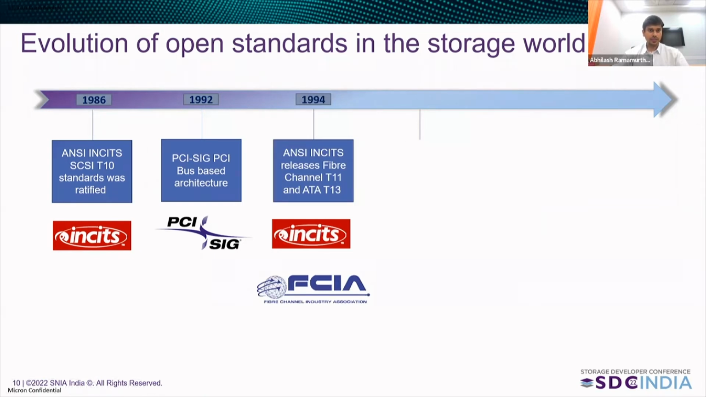As scalability of the data and the network was becoming a challenge, INCITS, in collaboration with the Fibre Channel industry, came up with the T11 protocol, the Fibre Channel protocol, to scale the data and the data centers. At the same time, ATA was released by the T13 committee, which went on to become an interface for hard drives and SSDs.